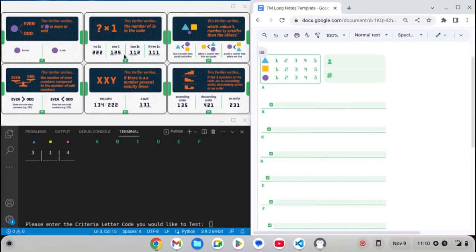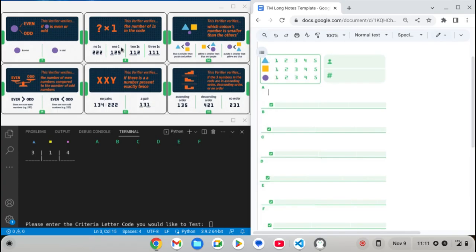So in the grid above, we've got our 6 criteria cards. On the top row, we've got criteria card A, criteria card B, and criteria card C. On the bottom row, we've got criteria card D, criteria card E, and finally criteria card F. So criteria card A takes a look at our last digit, the circle digit, and the Turing machine will let us know whether its value is an even digit or an odd digit.